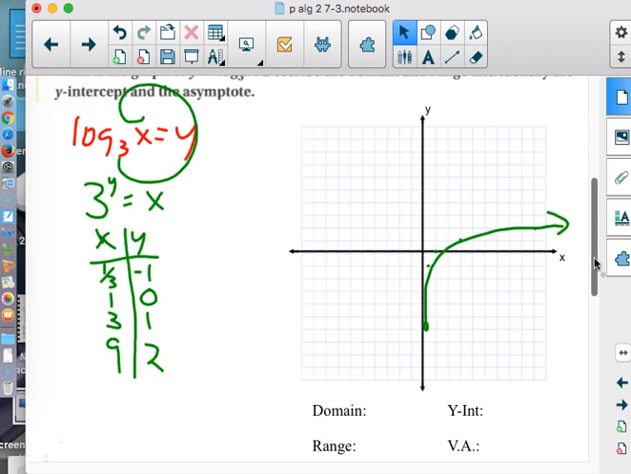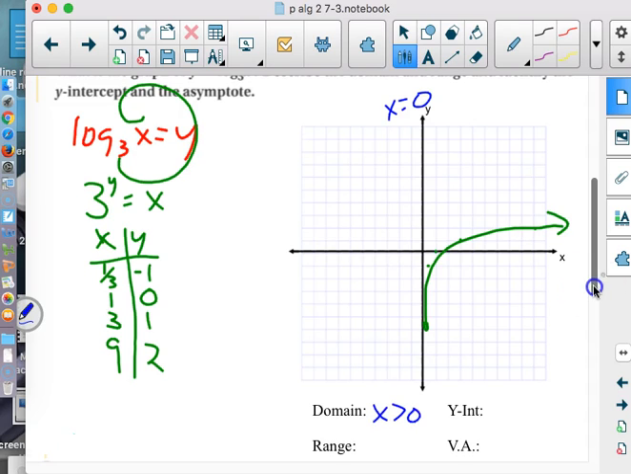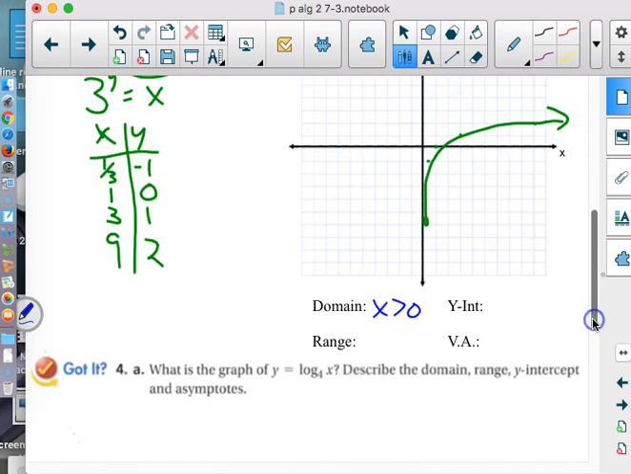So our domain, well, we're not going to get every x on the planet anymore like we did with powers, because our x's have been cut off right here. And the y-axis, remember, has the equation x equals 0. We're never quite going to get there, and we're always going to be on the right. So x is greater than 0. I'll just label my asymptote right there.